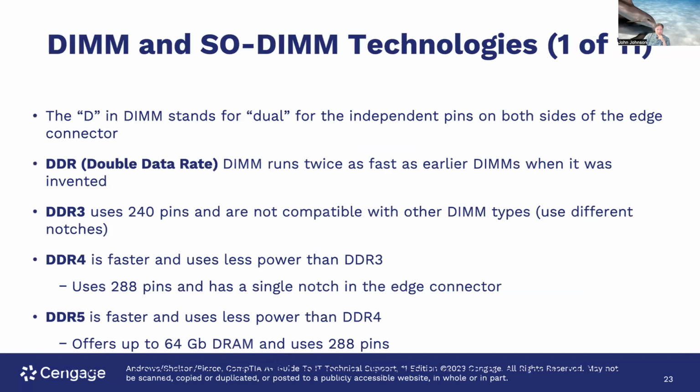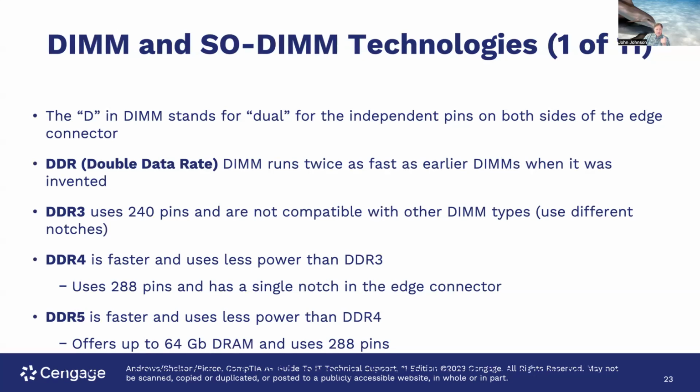So, DIMM and SODIMM technologies. The D in DIMM stands for dual, with independent pins on both sides of the edge connector. DDR is double data rate DIMM. It runs twice as fast as the earlier DIMMs when it was invented. DDR3 uses 240 pins and is not compatible with other DIMM types. They have different notches on them. DDR4 is faster and uses less power than DDR3, which is a big advantage, and it uses 288 pins and has a single notch in the edge connector.